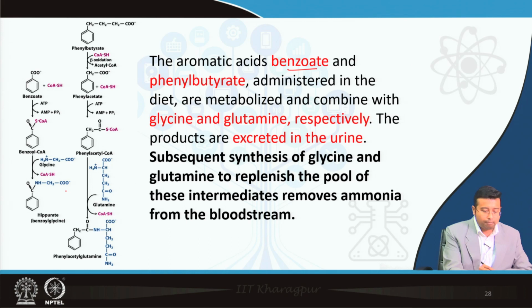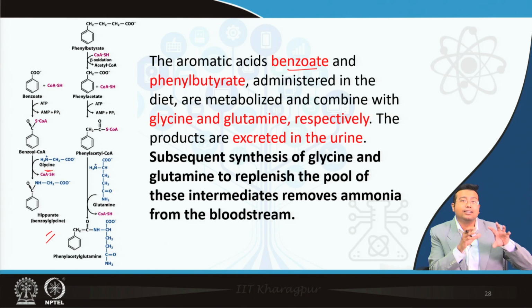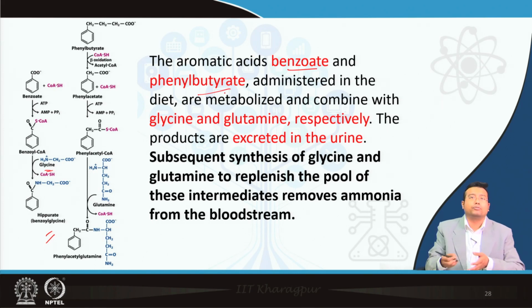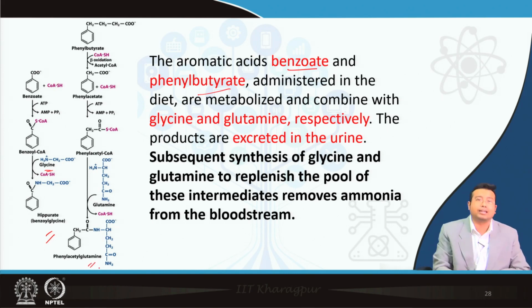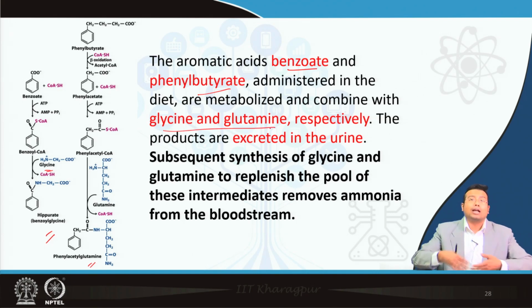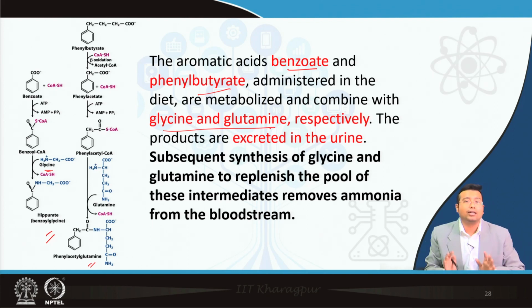So, benzoate is actually combining with glycine to form hippurate, right. Glycine is an amino acid that is extremely needed for all practical purposes. Also, phenyl butyrate is getting converted in vivo to phenyl acetate, and it is finally getting converted to phenyl acetyl glutamine. So, what happens? All the intermediates, that is glycine and glutamine, are now depleted from the system. The body needs more and more glycine and glutamine in order to excrete ammonia or to maintain normal metabolism.